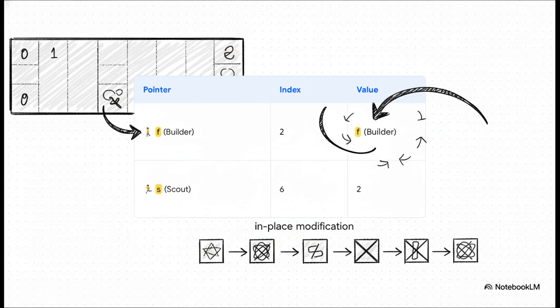The scout found something new, the number 2. So the builder moves up one spot and copies that value over. Our array has now been modified to 0, 1, 2. This is that in-place modification we were talking about. We're literally overwriting the old duplicates that we don't need anymore.